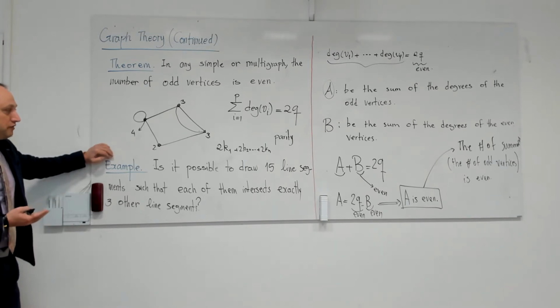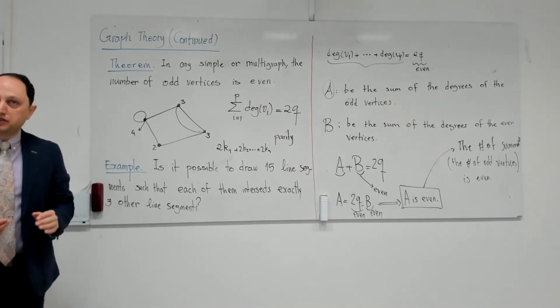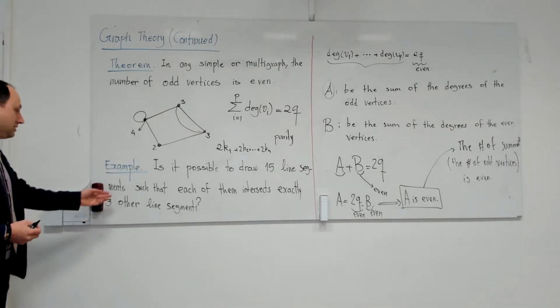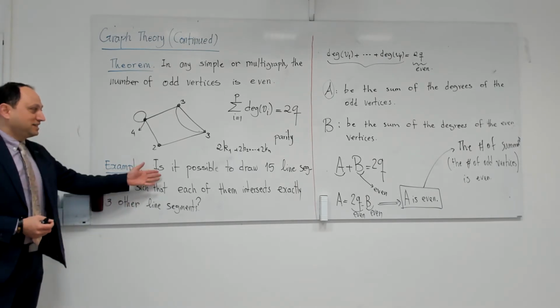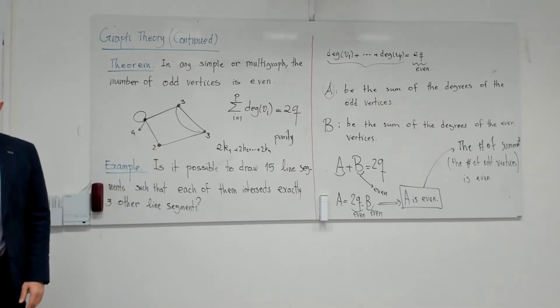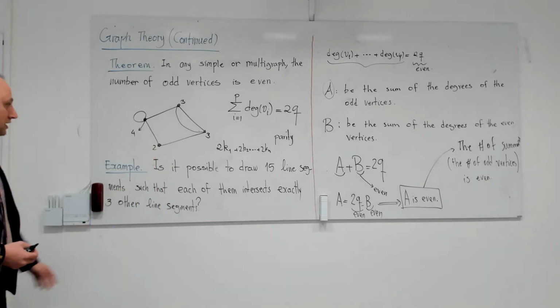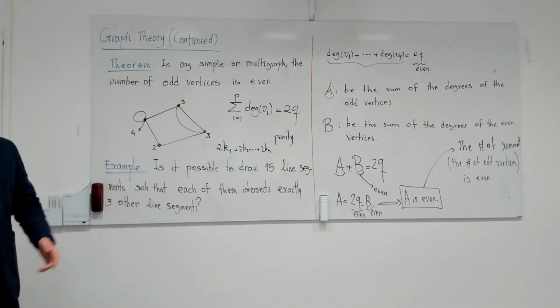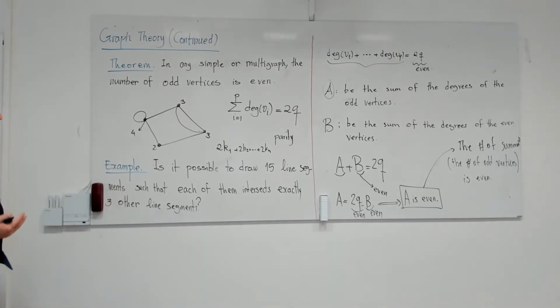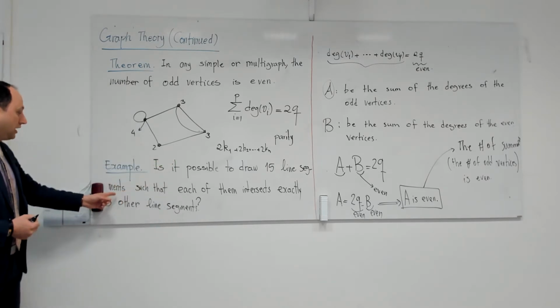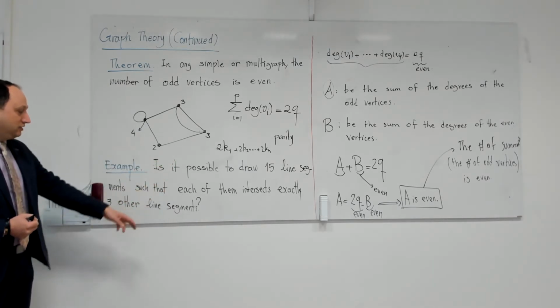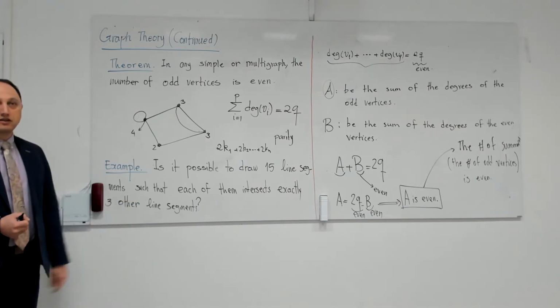Because this problem, let me read it for you. Is it possible to draw 15 line segments? We don't know about the direction of these line segments. We don't know about the length of these line segments. So it means that this is a very wild problem, because I have infinitely many degrees of freedom. You can imagine any type of 15 line segments in any direction in a space with any length that you want. But we are asking a very generic question. Is it possible to come up with this drawing that we draw 15 line segments such that each of them intersects exactly 3 other line segments?